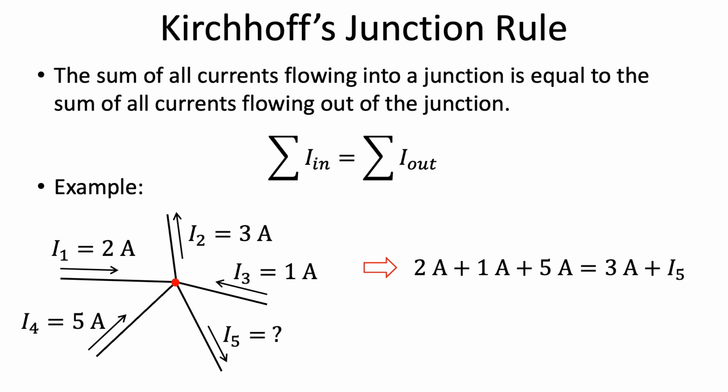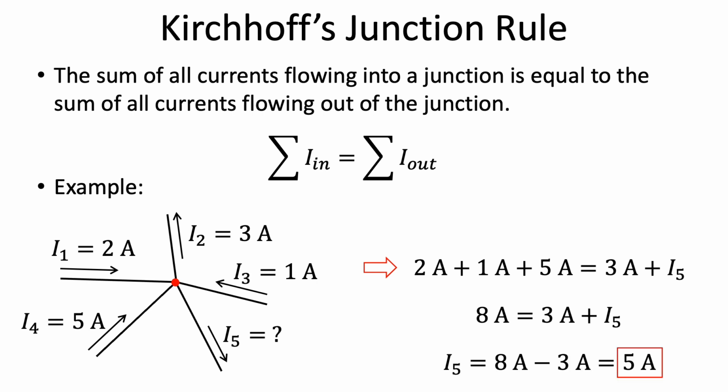On the right-hand side of the junction rule equation, we have the sum of currents out, which is 3 amperes plus I5. Simplifying the left-hand side, we get 8 amperes is equal to 3 amperes plus I5. We can solve it for I5 and get I5 is equal to 8 amperes minus 3 amperes, or 5 amperes.